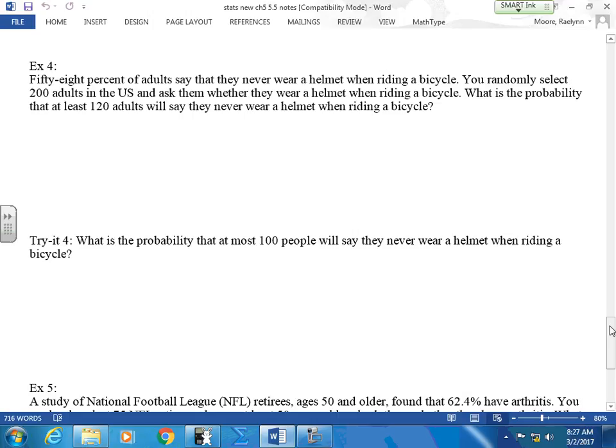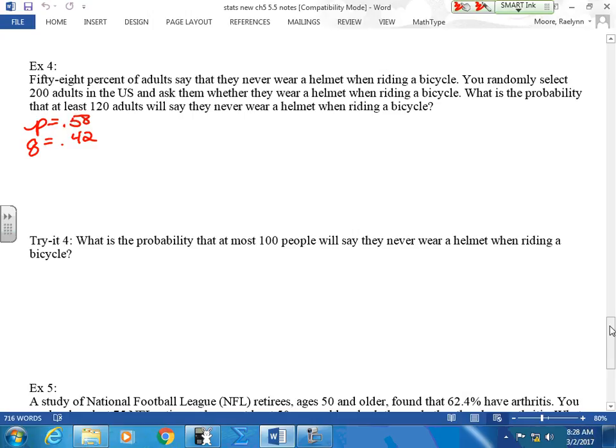Okay, so let's hit another one. 58% of adults say that they never wear a helmet when riding a bicycle. So this is what the population came up with. What's Q? 0.42. I subtracted from 1, right?